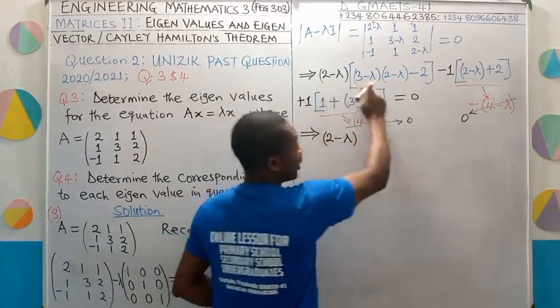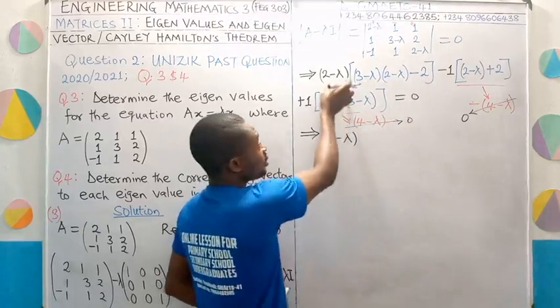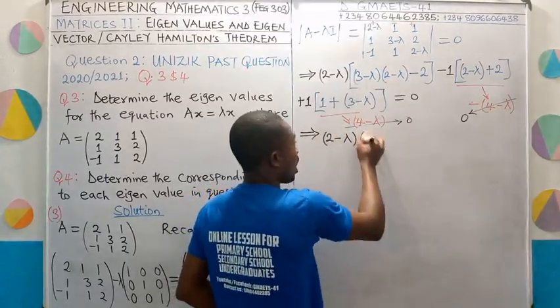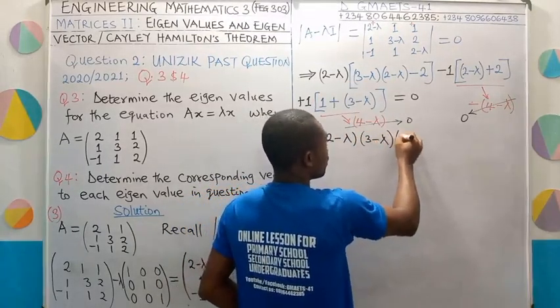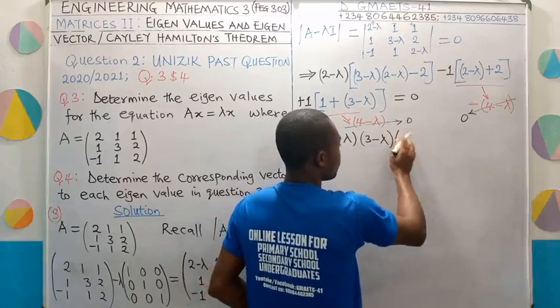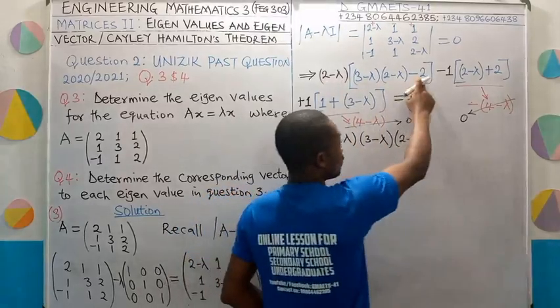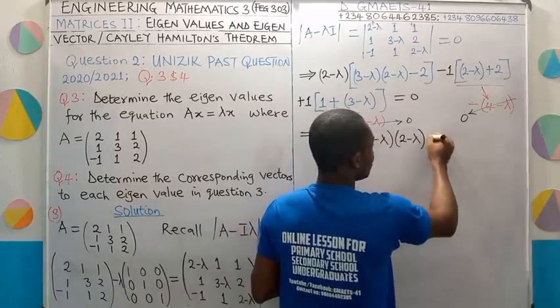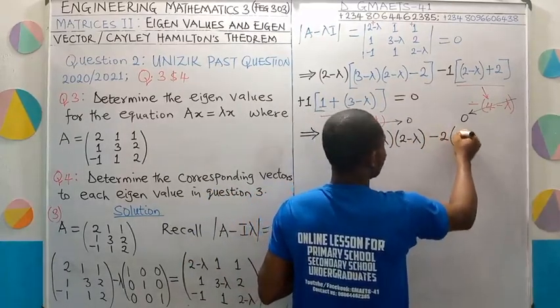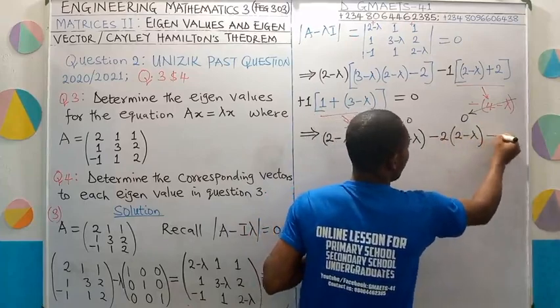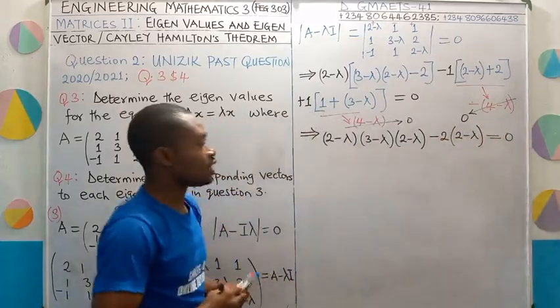I'm opening up this bracket now using this 2 minus lambda. So this 2 minus lambda times this term. I want to write it this way. Then remember that this 2 minus lambda will also multiply this term. And if it multiplies, you get minus 2 brackets 2 minus lambda, everything equal to 0. Good. Let's be pretty fast now.